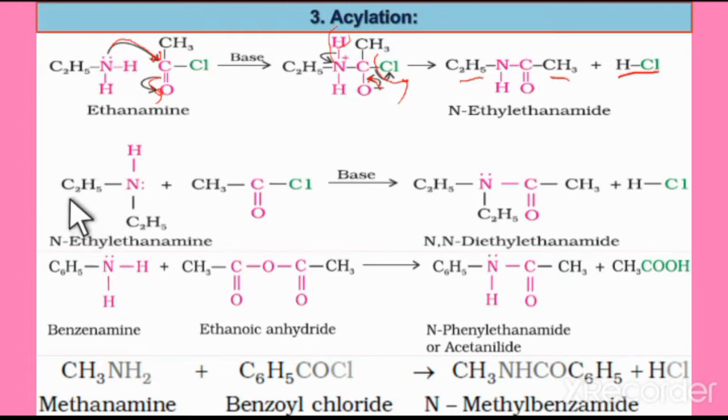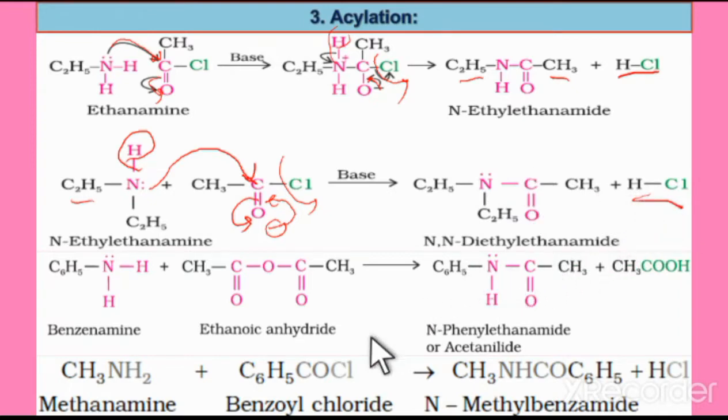Now another reaction. N-ethyl ethanamide has only one hydrogen, so when it is treated with acetyl chloride, the pair of electrons attacks this carbon, the double bond moves towards the oxygen, and the oxygen gets a negative charge. In the next step, when the negative charge delocalizes, the chlorine can be left out and it also takes this proton. It forms N,N-diethyl ethanamide, C2H5N C2H5 C double bond O CH3, plus hydrochloric acid.